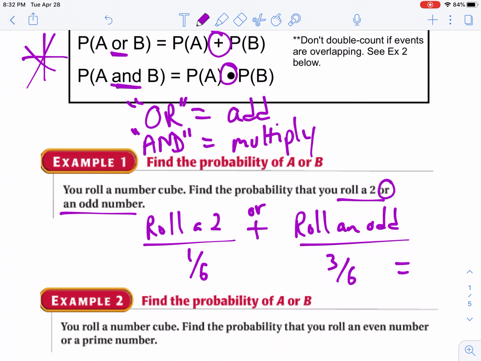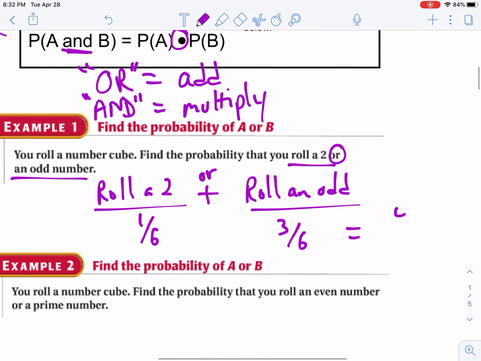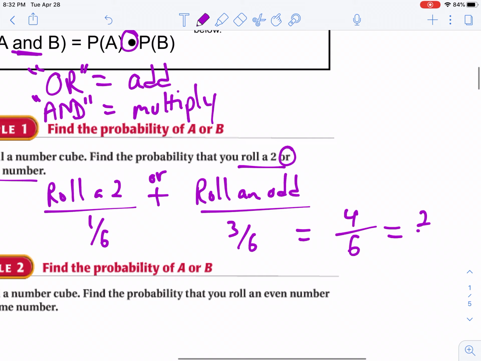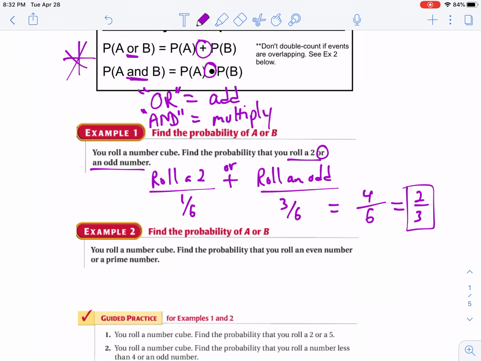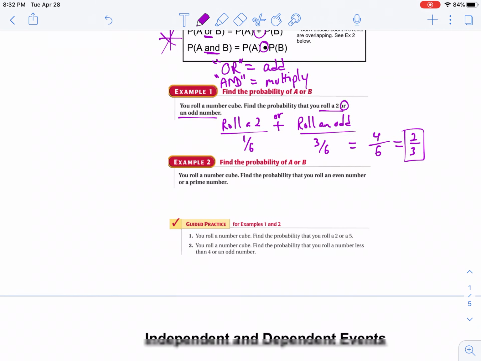Now, before we add these together and get our final answer, we have to think, do these overlap or not? Is the number 2 an odd? Or are odds the number 2? If the answer is no, then you just add your probabilities and you are done. 4 out of 6, which is 2/3. However, if they overlap, which we will see in, I believe, the next example. No, that one doesn't overlap.